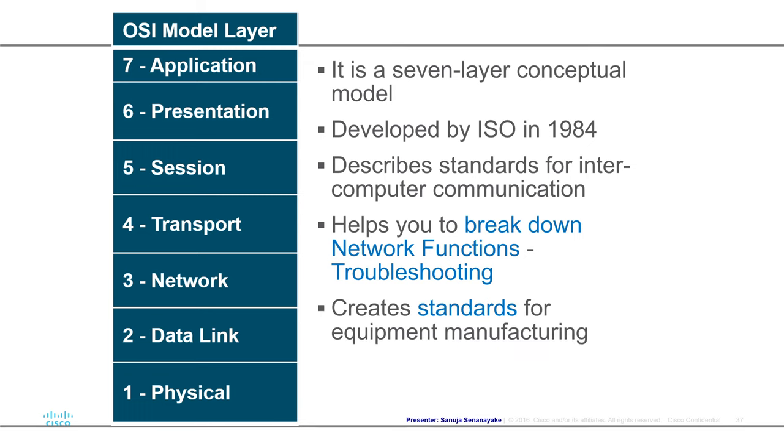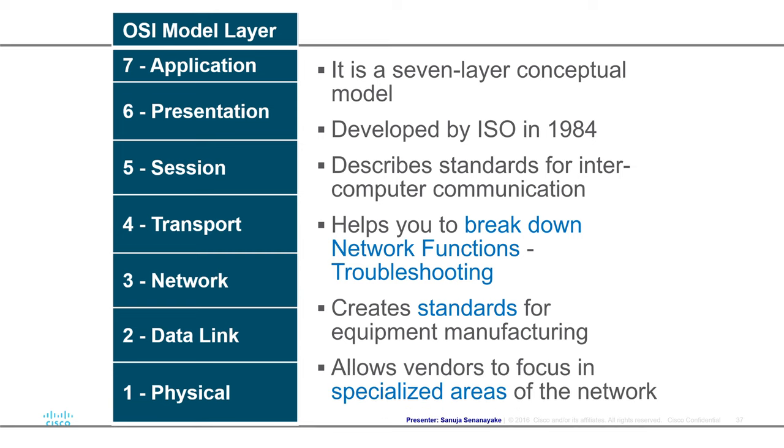It creates standards for equipment manufacturing, such as Cisco, D-Link, and other manufacturers who would be using these OSI models to ensure interoperability. And it allows vendors to focus in specialized areas of the network. For example, Cisco would make intermediary devices such as a switch or a router, and then D-Link may make an end device such as an IP camera, for example.